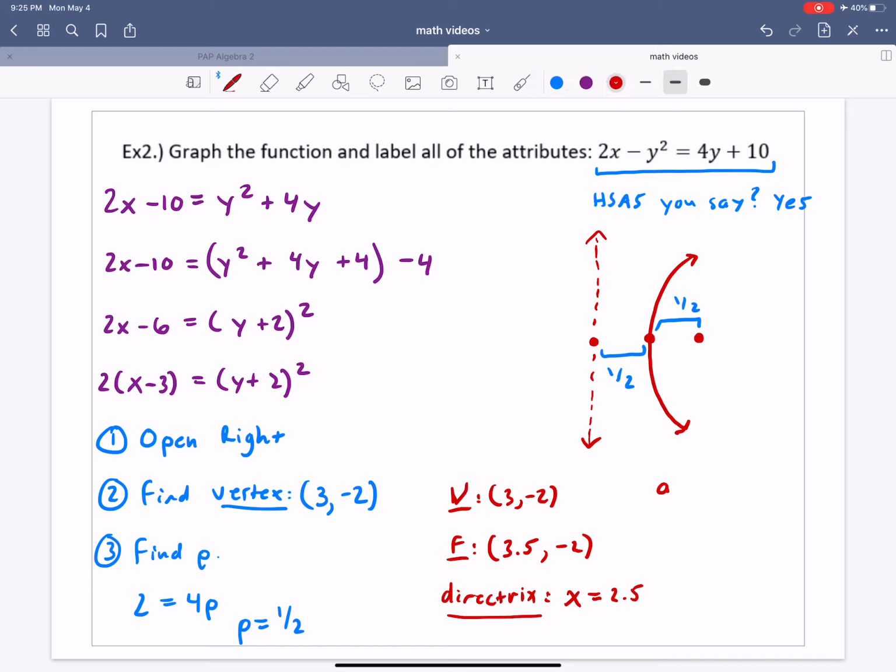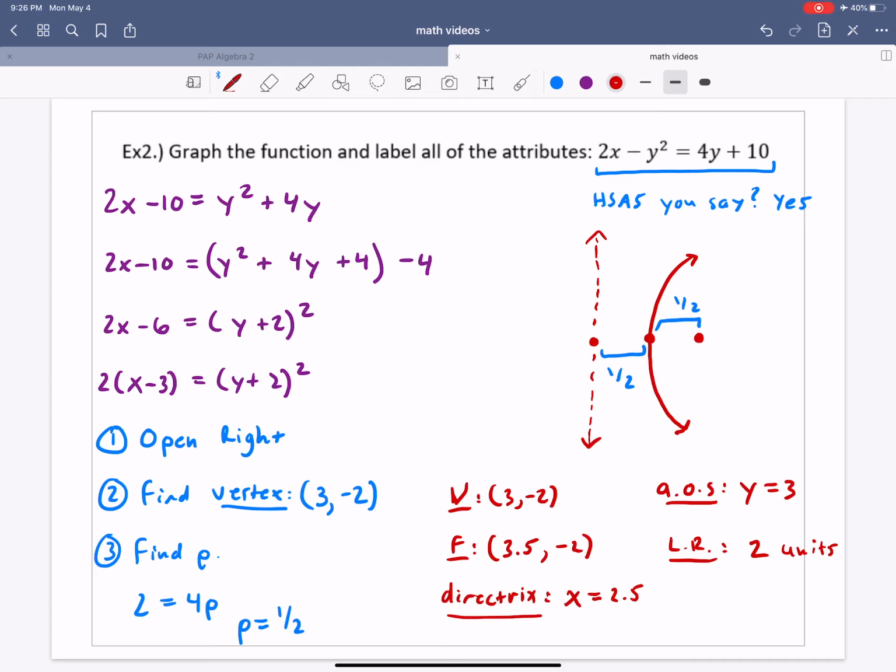The axis of symmetry is y equals -2. And then the latus rectum has a length that's equal to the absolute value of 4p, which is just 2. The length of the latus rectum is just 2. We could say 2 units if we want to be official.